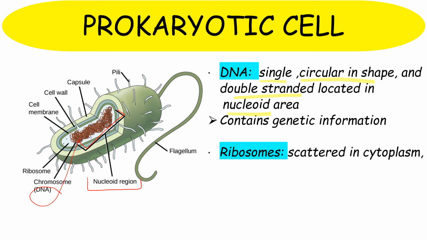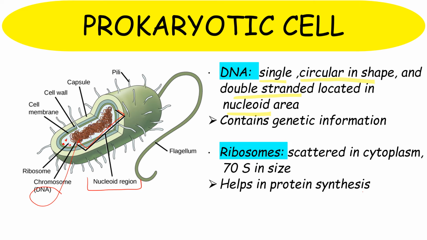Another important structure present in the cytoplasm of prokaryotic cell is ribosomes. They look like dots and they are 70S in size and they help in protein synthesis.